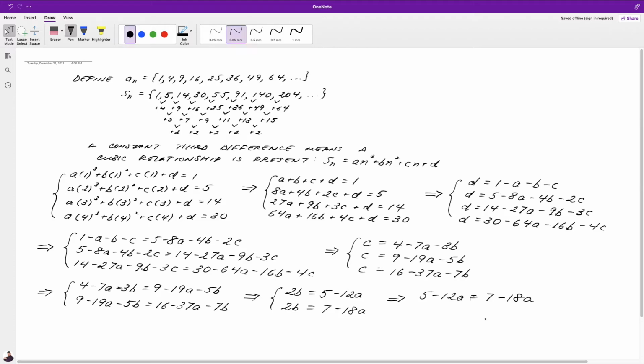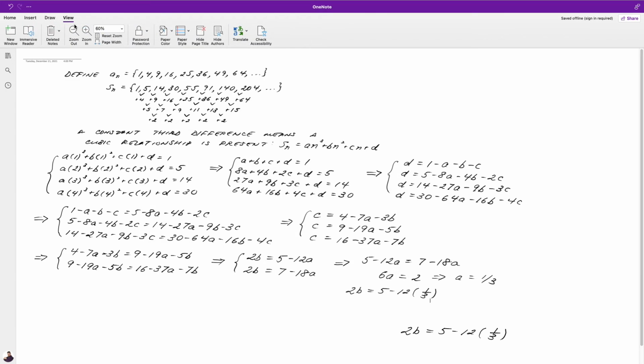Okay, good. Let's add 18a to both sides and subtract 5 from both sides. So negative 12a plus 18a is going to be 6a. 7 minus 5, of course, is going to be 2. So we know here that a equals a third. Well, now that we know a equals a third, we can definitely go ahead and find b. Using this equation right here, we're going to have 2b is equal to 5 minus 12 times a third.